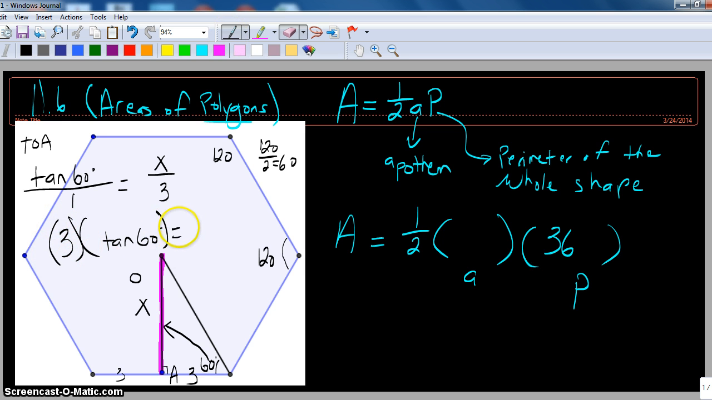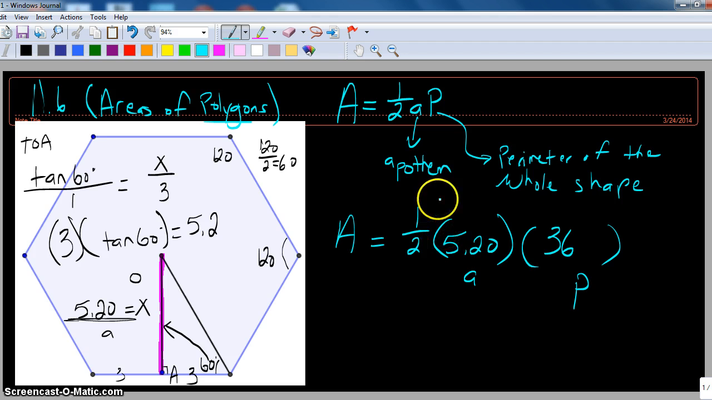And assuming you are in degrees, you should get about 5.2 if you round. So this is 5.20 if you round. Alright? So all this work we did was just to find this. This number is my little a. This is my apothem.